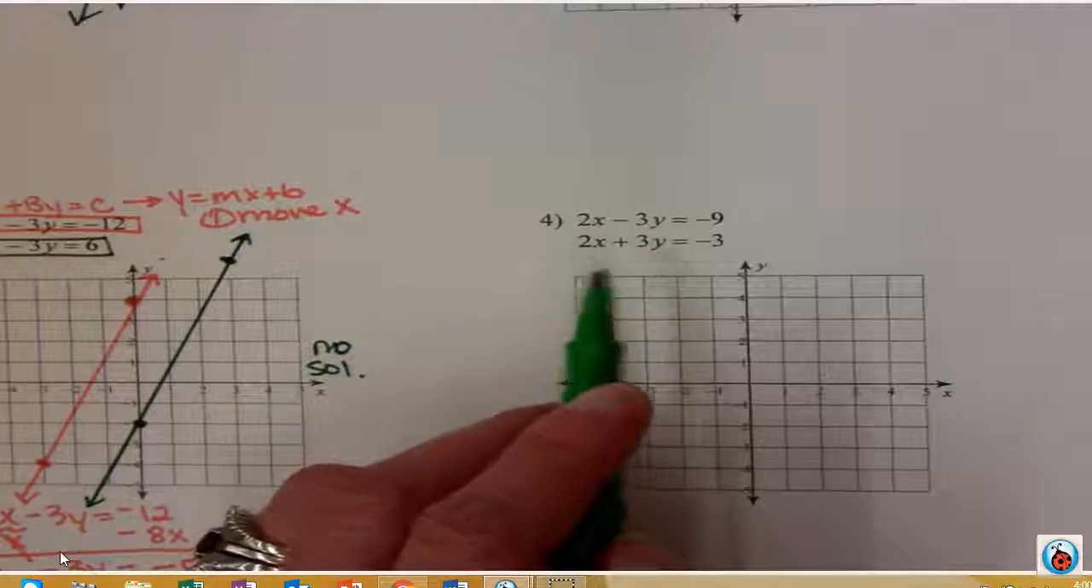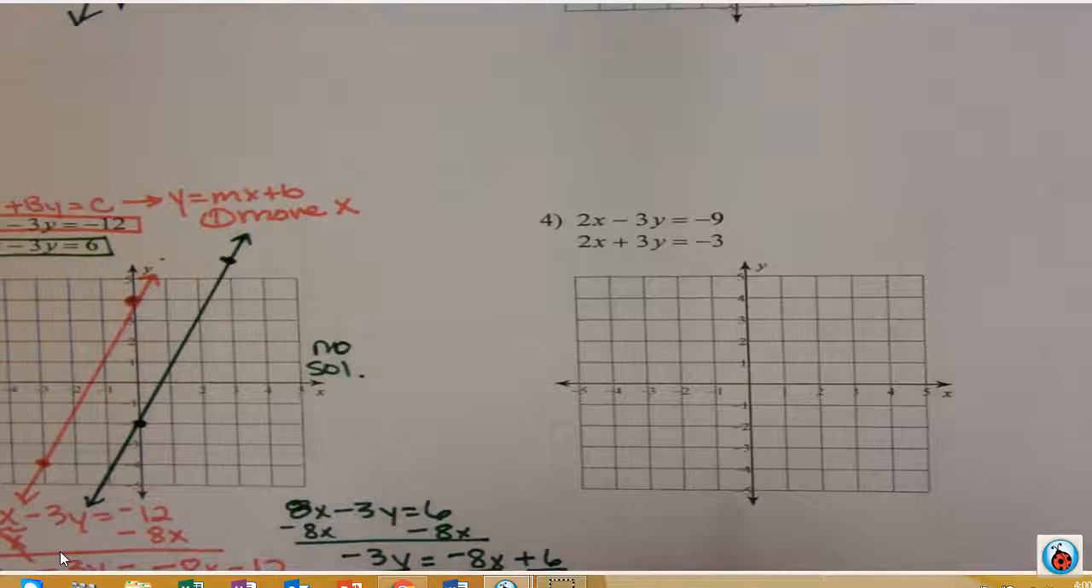Okay. You should be able to work this one on your own. That is the same type of thing. You change it from standard form into y-intercept form. Moving on.